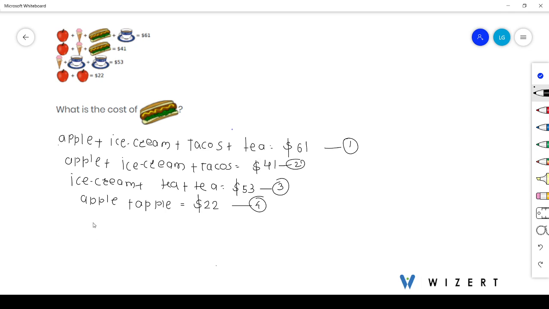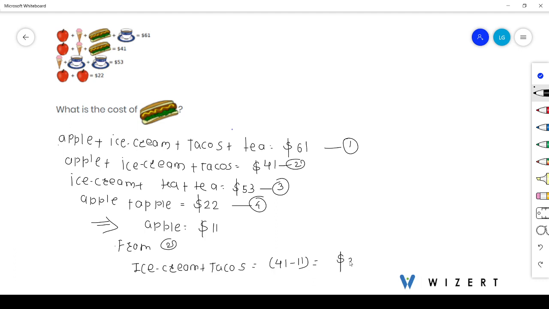Now from 4, here cost of 2 apples is 22. So cost of 1 apple will be $11. Now from 2, we can write here cost of apple is $11. So ice cream plus cost of ice cream plus cost of tacos is 41 minus $11. That is $30. Suppose this is fifth.